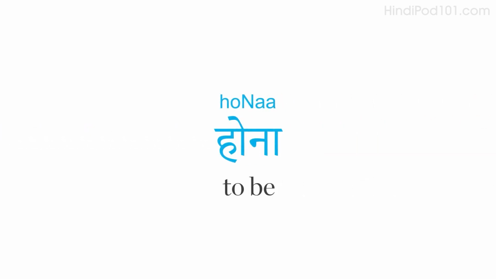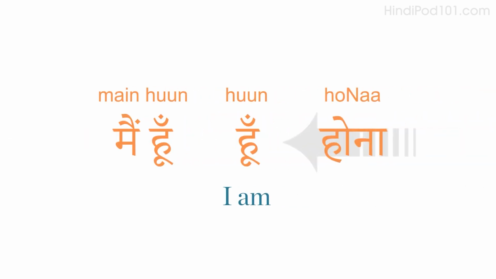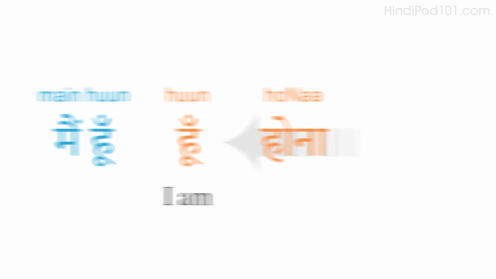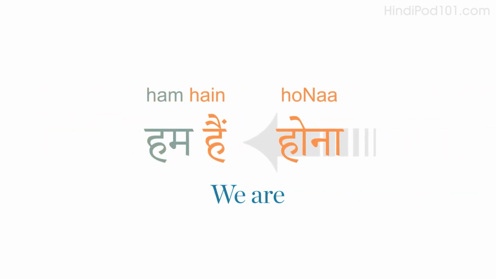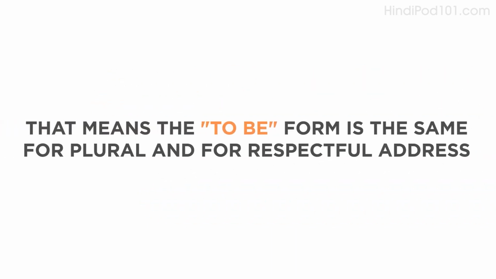It is hona. How would we say I am in Hindi? For I am, hona changes to hu. Main hu. We are becomes hum hai. Where hona changes to hai. With tum, you use hai. And with tum, you use ho. And with aap, you use hai. That means the to be form is the same for plural and for respectful address.